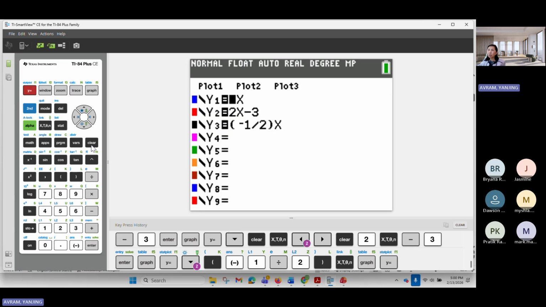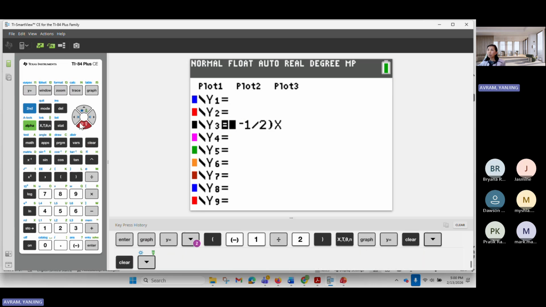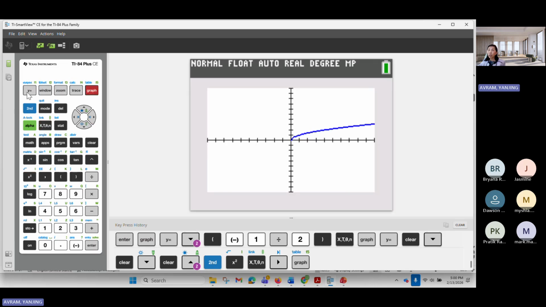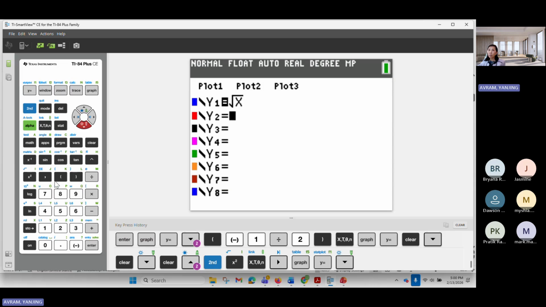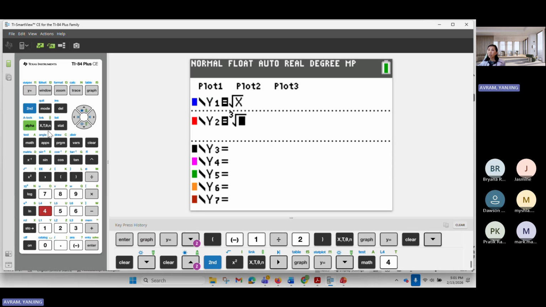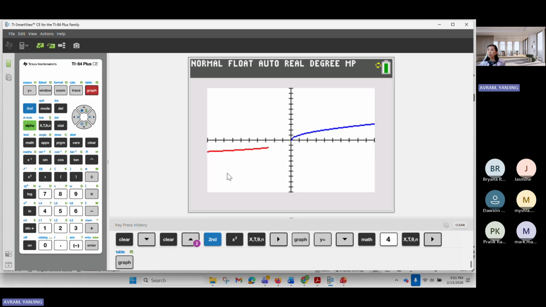Okay, so that's just giving you a little bit of calculator graphing. Compare the square root and the cube root. So that's the second, x squared. That's the square root, right? If you graph the square root of x, that's how it looks. And you can graph the cube root. If you don't know it, you can go to math and find the cube root, number 4. Cube root of x. You can see the cube root of x can be anything. It can be negative, 0, or positive.